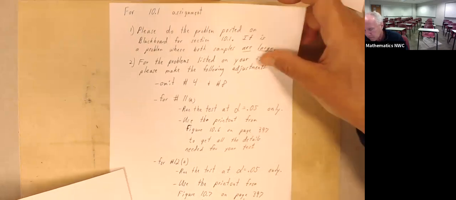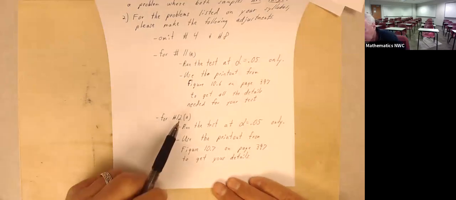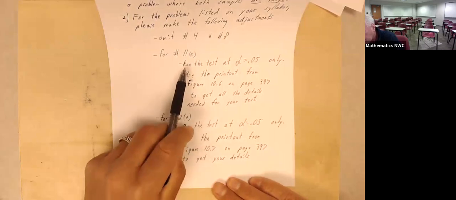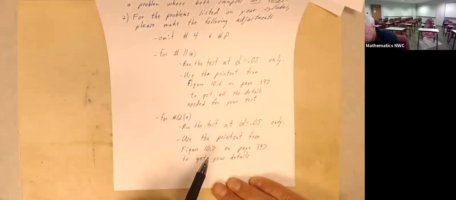Likewise, for number 12A, that one is also in your syllabus. Similar to this one, I want you to run the test at alpha to be 0.05 only. You don't have to use multiple alpha levels. This one also has a printout. It's figure 10.7. The last one was 10.6. This is figure 10.7. It's on the next page, page 397, to get your details as well. So basically, make sure that we catch all of this.